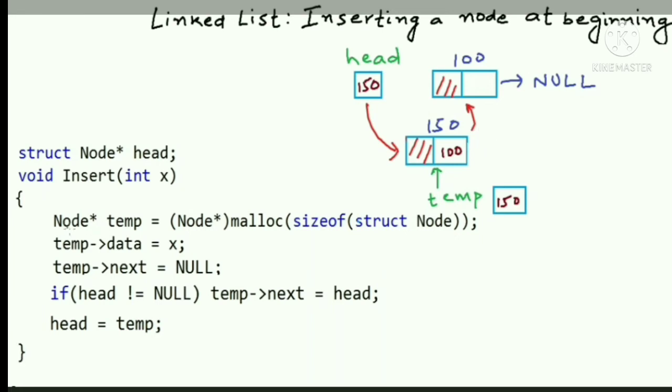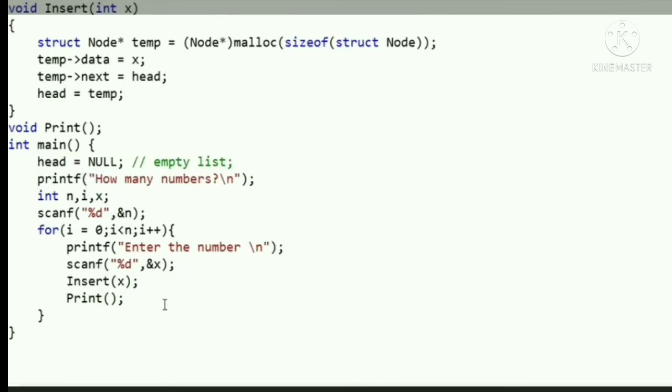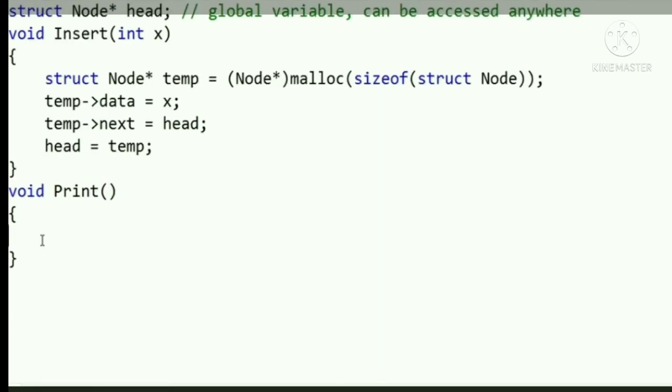Now one final thing here: this particular line, the third line, temp.next equal to null, is used only when the list is empty. If you see, when the list is empty, head is already null. So we can avoid writing two statements. We can simply write this one statement, temp.next equal to head, and this will also cover the scenario when the list is empty. Now the only thing remaining in this program to get this running is the implementation of this print function. So let us implement this print function.